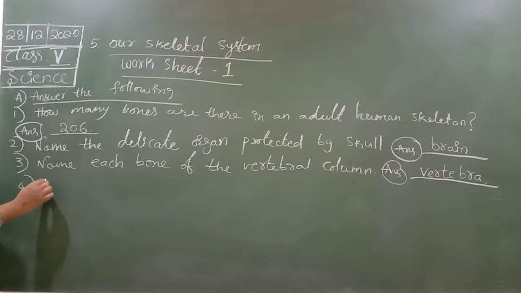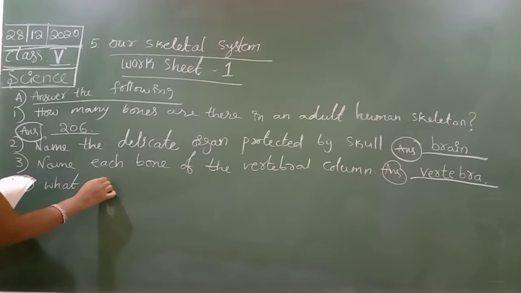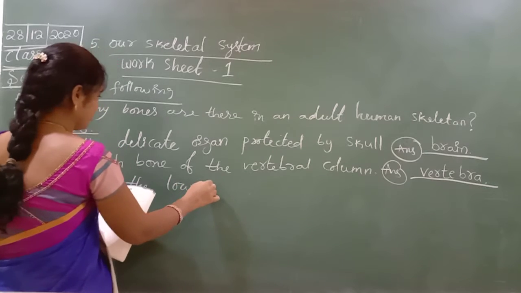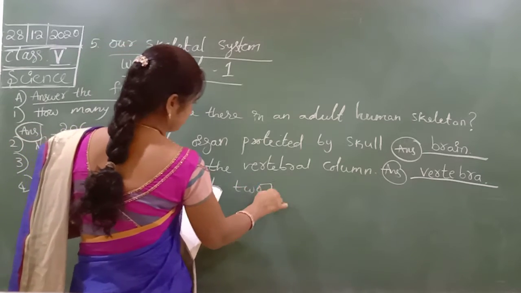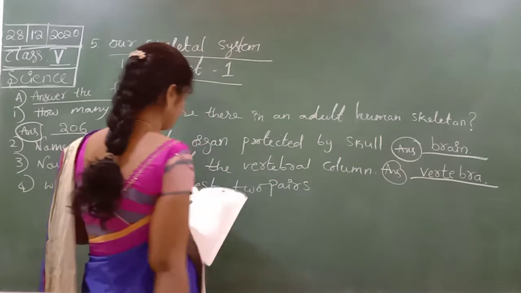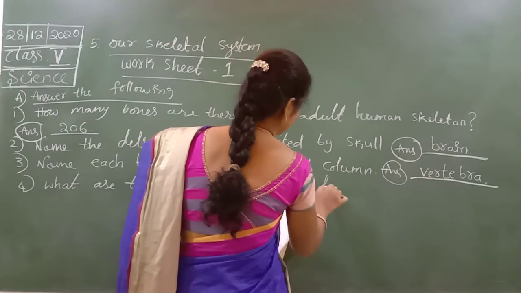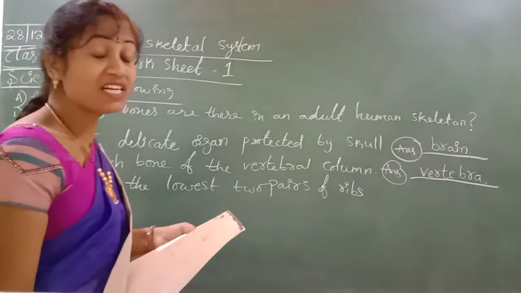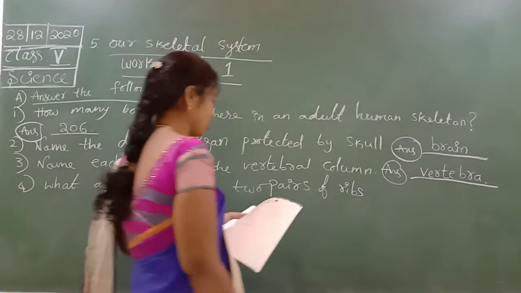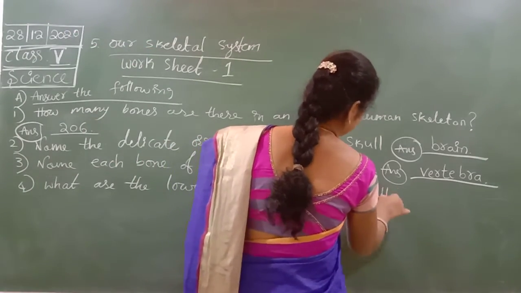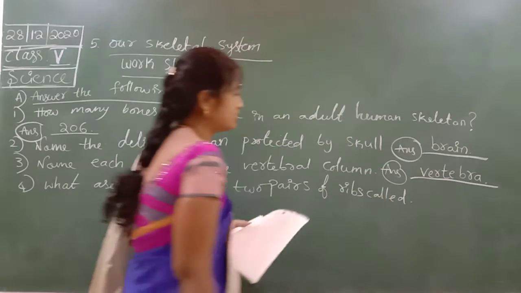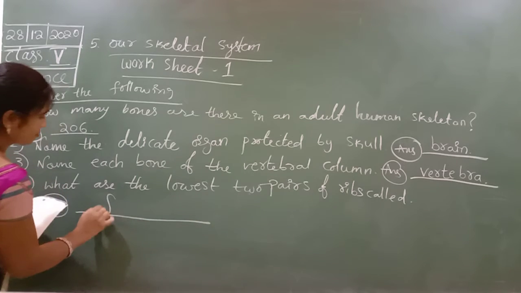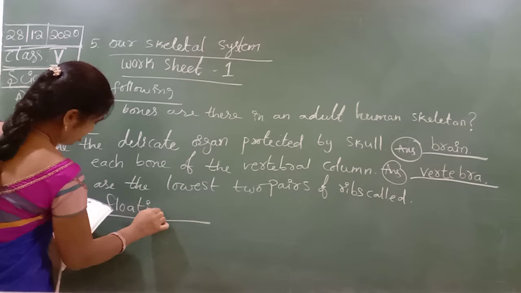What are the lowest two pairs of ribs called? Answer: floating ribs.